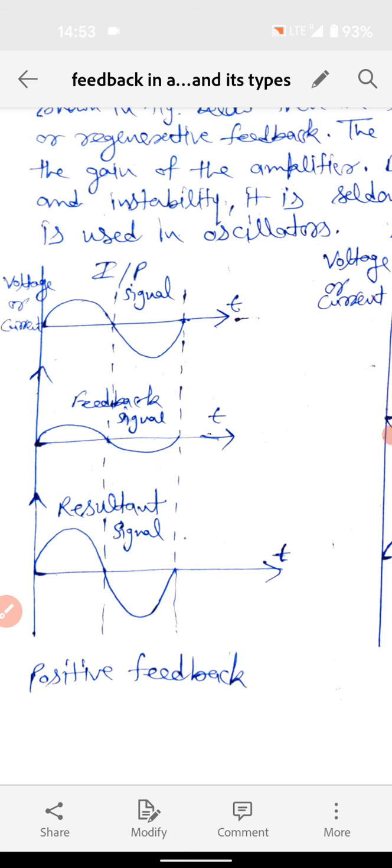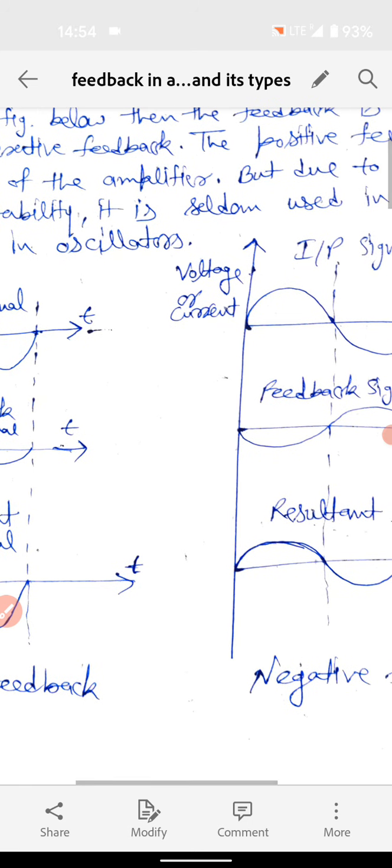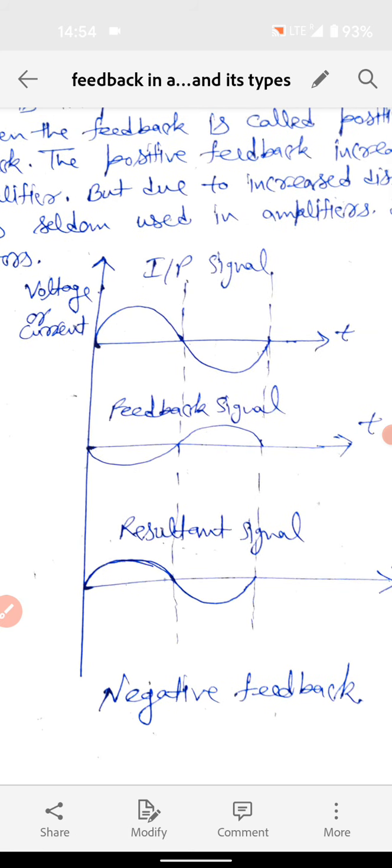Then we also have negative feedback. As its name suggests, negative feedback means the feedback signal fed back to the input is out of phase with the input. If the input and the feedback signals are out of phase, that is, 180 degrees reversed, then this feedback is known as negative feedback or degenerative feedback. The wave signal will be like this.